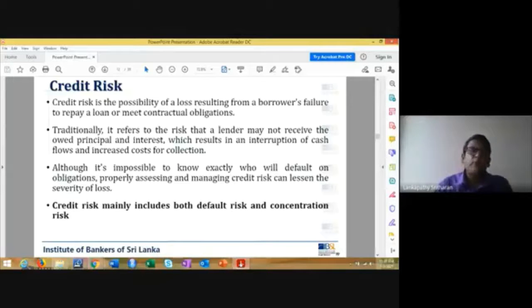The last point is the most important thing. The credit risk includes both default risk and concentration risk. In the earlier bullet point, I explained the default risk. When the bank or finance company grants a loan to a particular customer, and that customer or borrower fails to repay the loan or meet the contractual obligation, that is default risk. So what is concentration risk? Do you all have any idea about what concentration risk is?